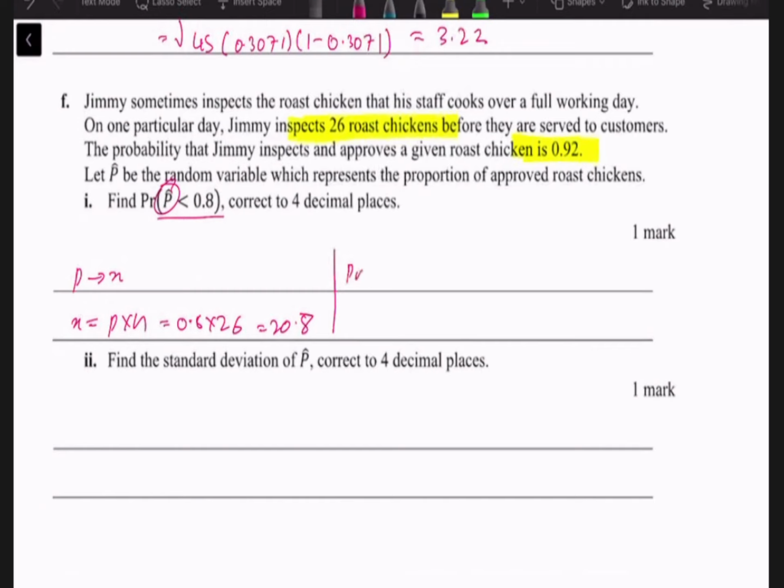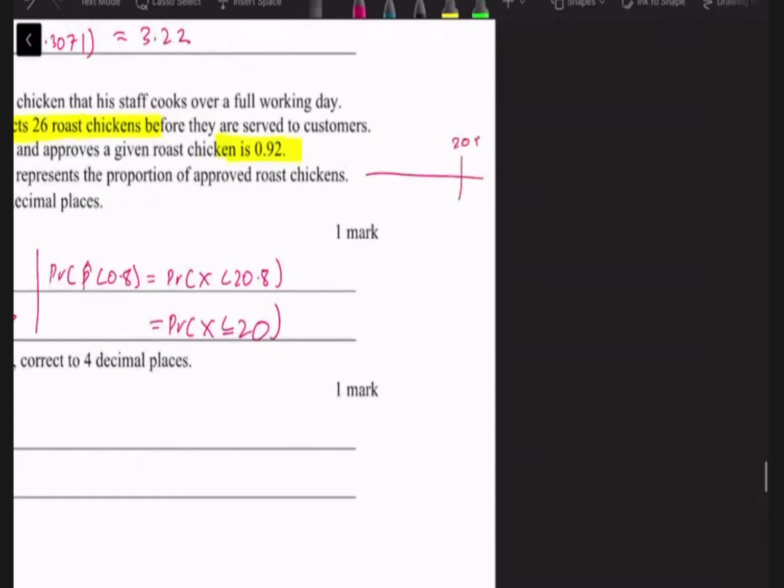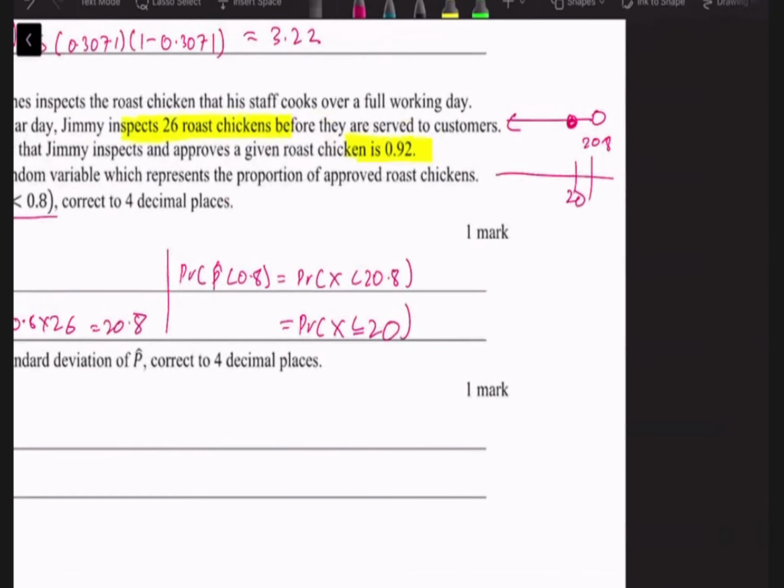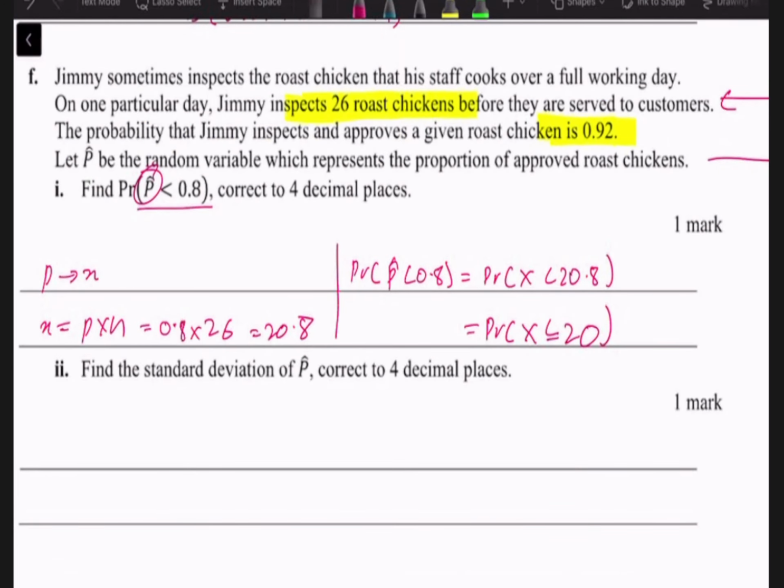So in this case, we're asking the probability that p hat is less than 0.8, which we just found is equal to the probability that X is less than 20.8. But again, he can't have 0.8 of a chicken. So since it's less than 20.8, you actually round down to 20. So X is less than or equal to 20, because if you think about a number line, you have 20.8, you have 20. If it's less than this, and you're only choosing whole numbers, it's going to be 20 or less. Oh, no, 0.8, my bad. So we're converting the little p value to little x.